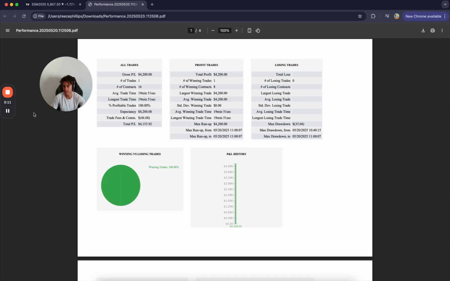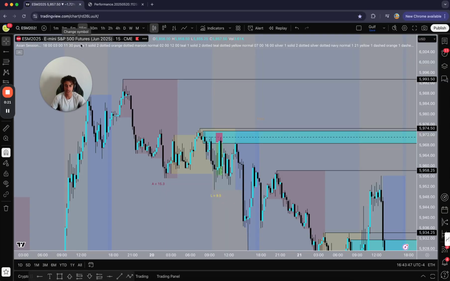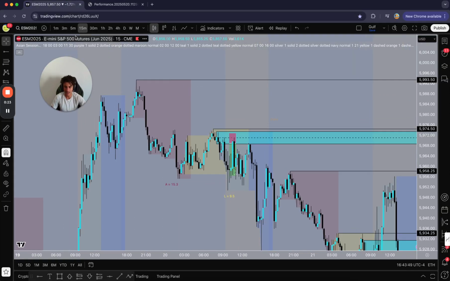This trade took place yesterday. I did not take any trades today, and we'll talk about why. But I made $4,153. I was in the trade for about 20 minutes, and the trade that I took was a classic, right? A classic break and retest.